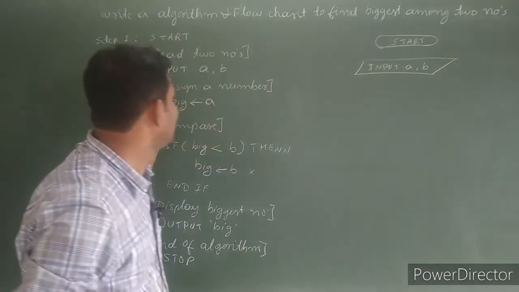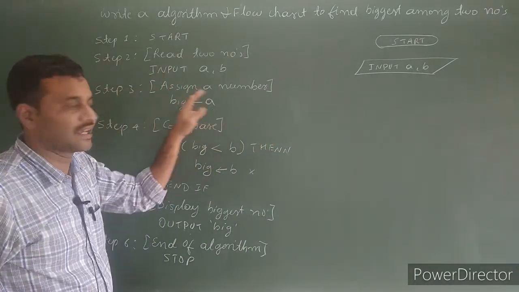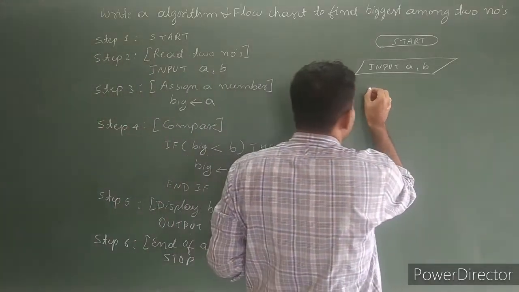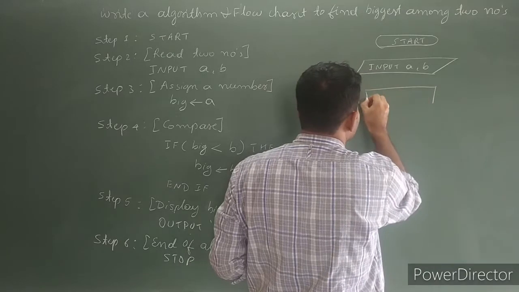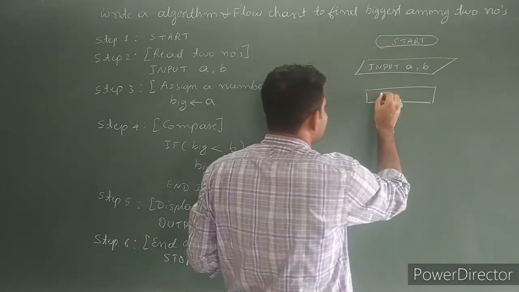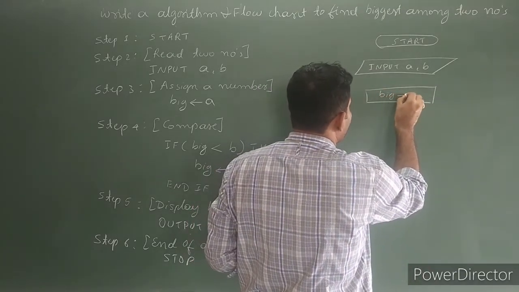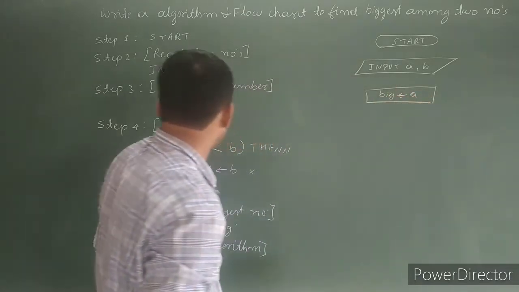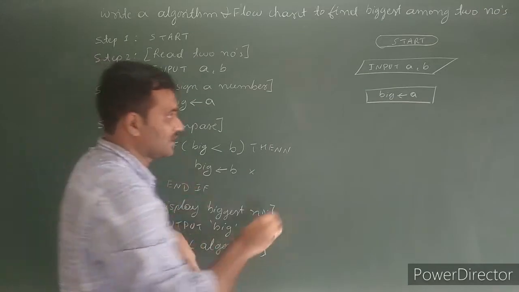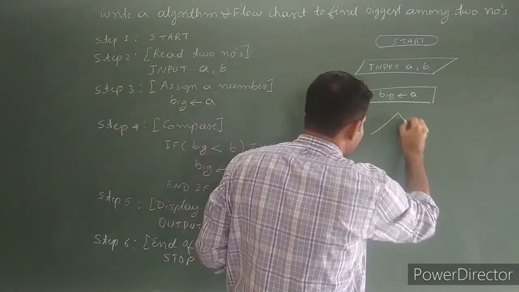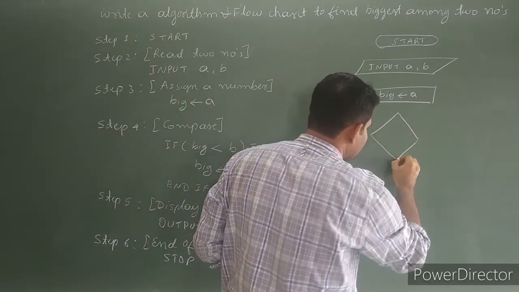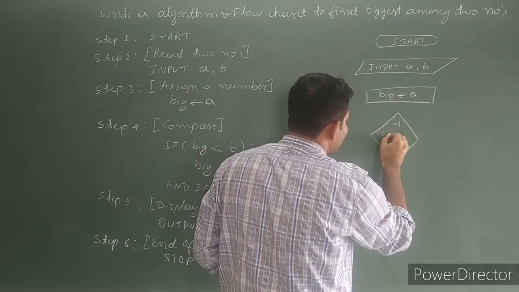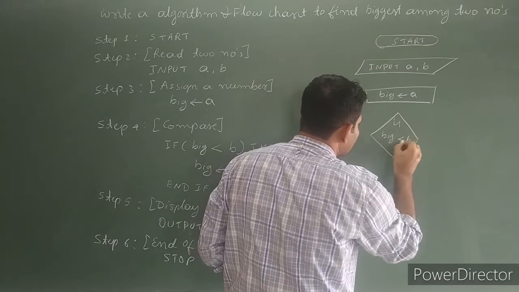After that, here we assign a number. That is big back arrow A. The assignment is a process. So write a rectangle and in that write big back arrow A. Here we assign A value to big. Next, we take a decision. For decision, write the rhombus. Inside that, write: is big value less than B, question mark.